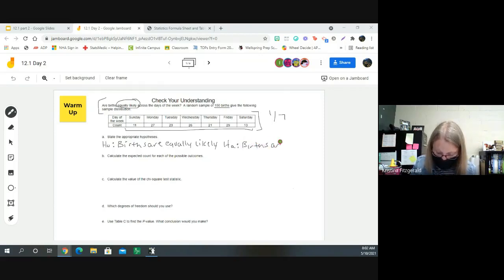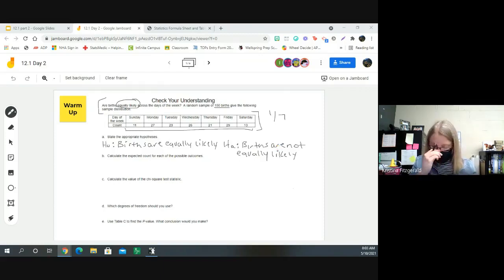So births are not equally likely. And that is always going to be the hypotheses for a chi-squared goodness of fit test. It's like it is or it's not. Whatever distribution they're giving you, like we had M&Ms with different percentages for the colors, but for this one, we're saying they are and they're not. So that's always going to be your thing there.